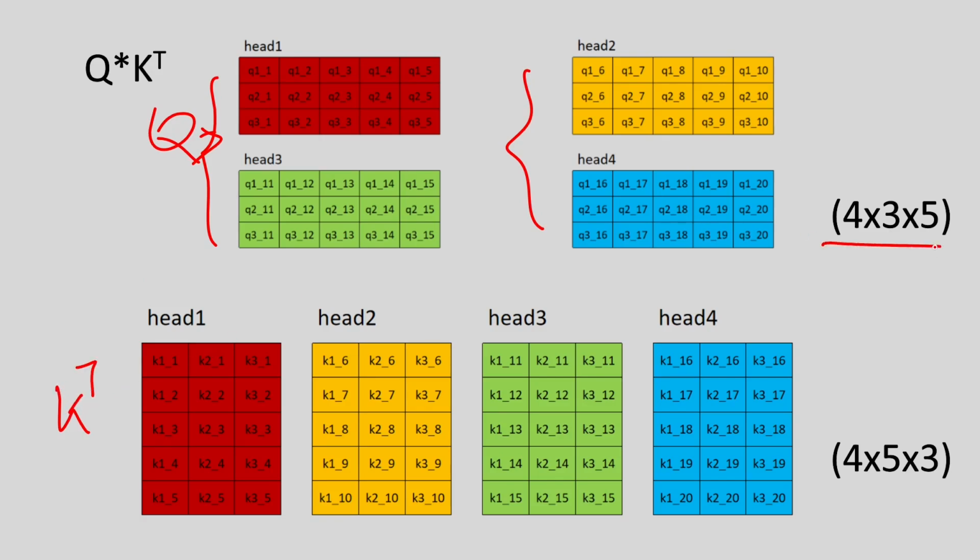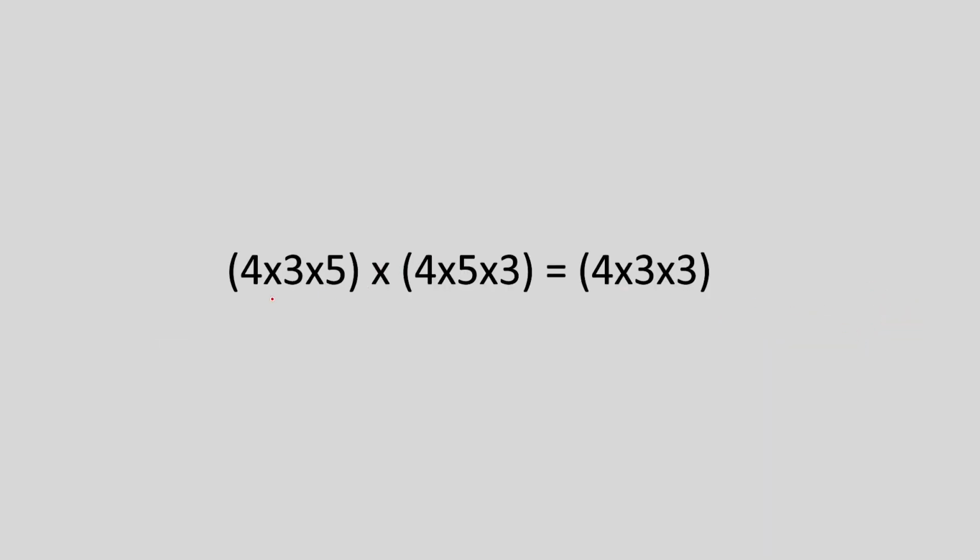Now the query has not been changed, so it is 4 cross 3 cross 5 only, and the key was changed, so now it's 4 cross 5 cross 3. Now these two will be multiplied, right? So when this is multiplied, you get 4 cross 3 cross 5 multiplied by 4 cross 5 cross 3, which means you can see over here this multiplication will happen.